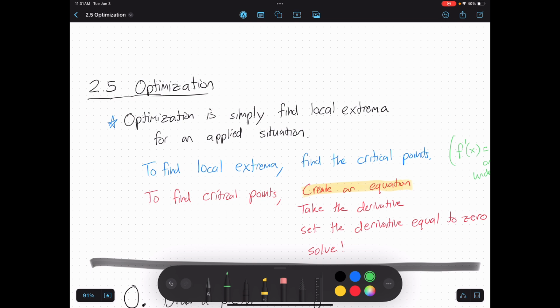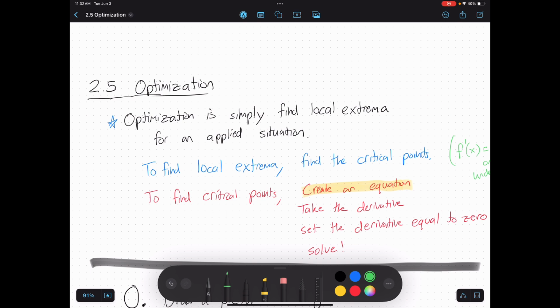But let's talk about the concept behind optimization. Once again, optimization is really just finding local extrema. Why? Because if I want to optimize the area for a plot of land, what am I doing? I'm just finding the maximum area. If I want to optimize costs, I'm really just trying to find the minimum of those costs. So optimization is really just maximizing or minimizing.